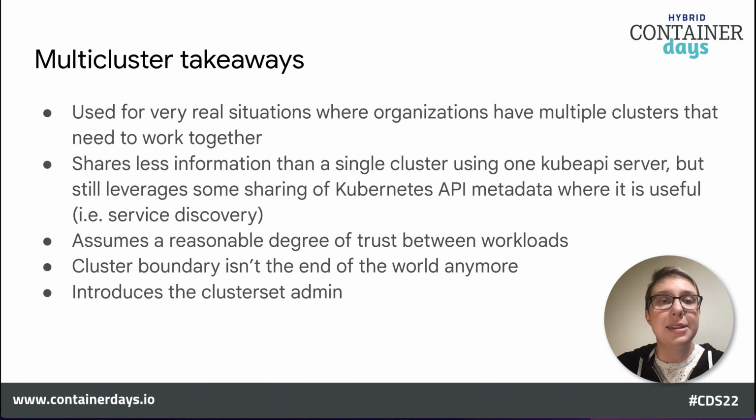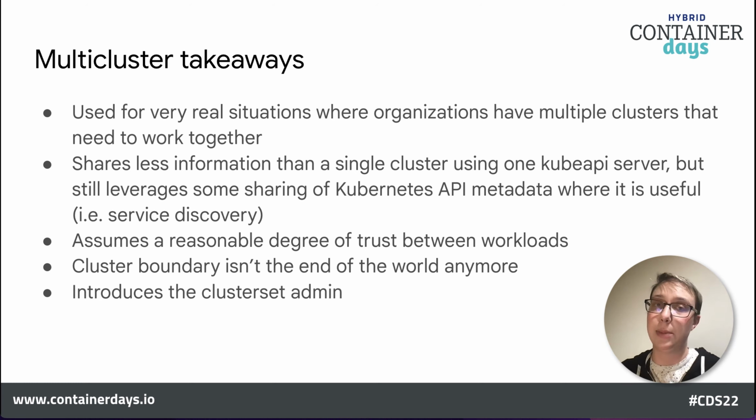So if I put everything I just said into one slide, the big takeaways here for multi-cluster today is that it's used for these very real situations where organizations do have multiple clusters and they do need to work together. And they're sharing less information than a single cluster that has one Kube API server does, which would have full introspection to everything that's going on in that cluster. But it still leverages some sharing of Kubernetes API data where it's useful.